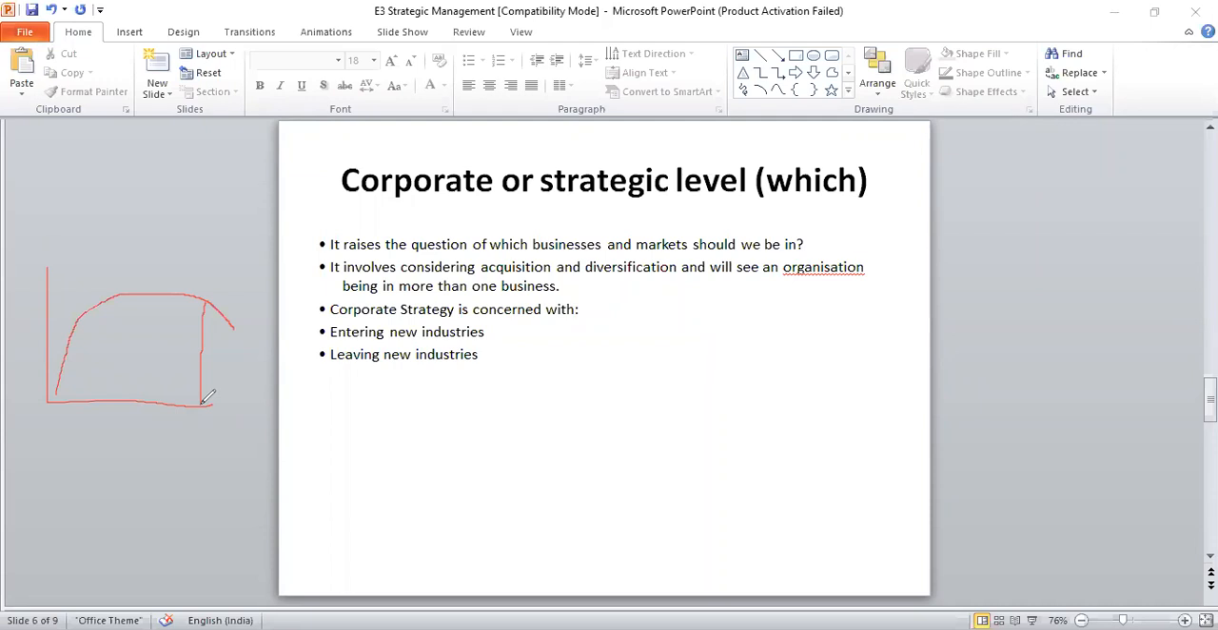So corporate or strategic level. What should be done? Which market, which product? That is what they plan for that. To survive and grow in the market, what strategies would they adopt? That is at the top level.